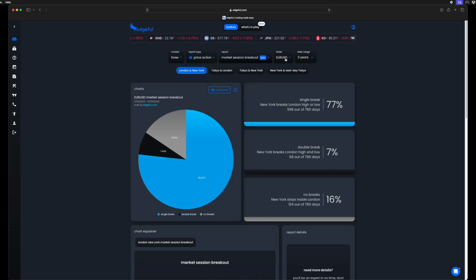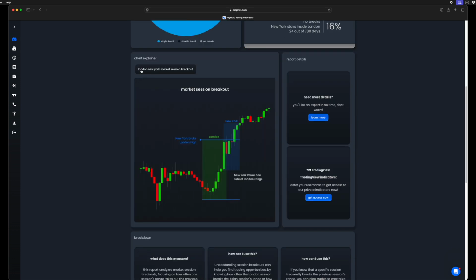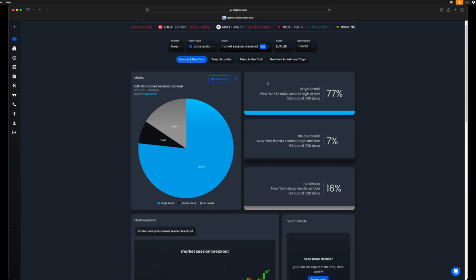We want it for Euro USD for 3 years. And the breakout we're looking for is between London and New York. So essentially what Edgeful is calculating is when New York's price action breaks the high or low of London's session, are we more likely to have a continuation? Or is it more likely to break the other side of London as a turtle soup reversal? So let's have a look at the data.